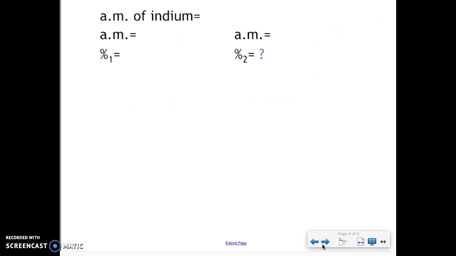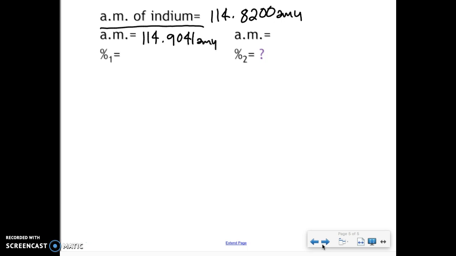So what we need to do is first we need to put in our knowns and unknowns, okay? Every problem starts the same way. They give us the actual number from the periodic table. They give us the atomic mass of indium. They tell us it's 114.8200 AMUs. They also give us the mass of one of the isotopes. They say that the first isotope has a mass of 114.9041 AMUs. They tell us that the percentage of that isotope is 95.795%.